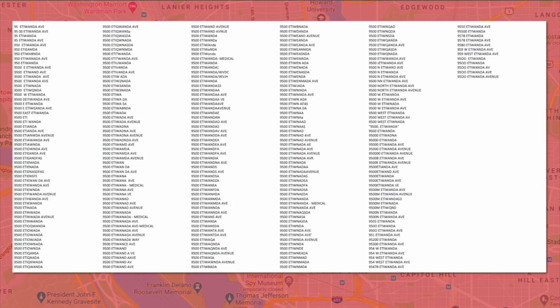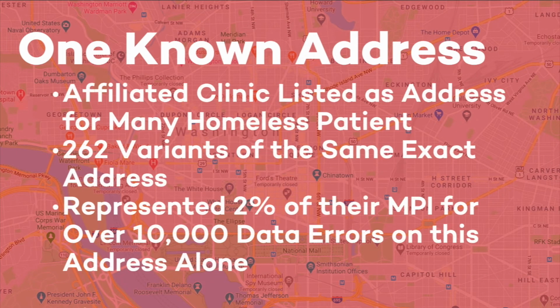And let me give you a real-world example from my HIM field notes, as it were. We had one hospital, not going to say where or who, protect the innocent, but they had 262 versions of this same address. 262. And that's just the number of variants. That absolutely represented 2% of their data, with over 10,000 data errors just in this address alone.